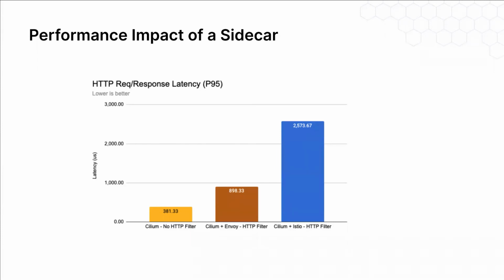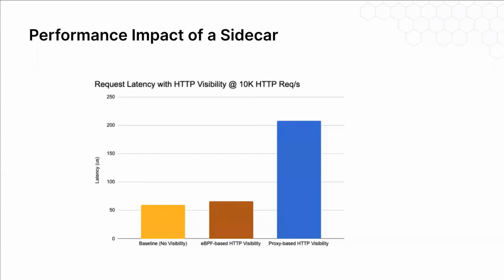This is a quick graph showing HTTP latency. If you have Cilium and Envoy with an HTTP filter, we have already 4 times better latency compared to a sidecar-based implementation. And also in terms of visibility, if you enable visibility using eBPF, we have also a lot better performance in terms of latency for that given application.